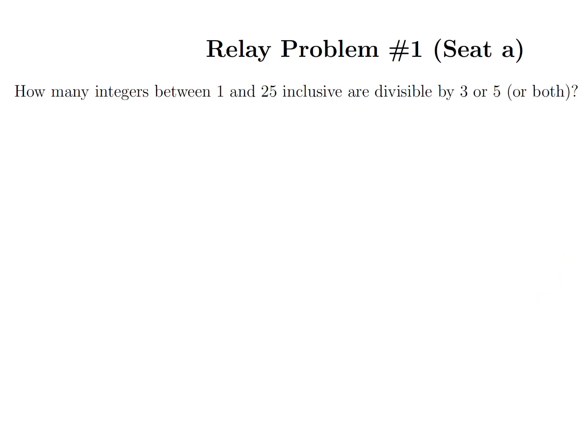How many integers between 1 and 25 inclusive are divisible by 3 or 5 or both? All right, so let's start with the 3. You have 3, 6, 9, 12, 15, 18, 21, 24. And then the ones that are divisible by 5, that would be 5, 10, 15, 20, and 25.